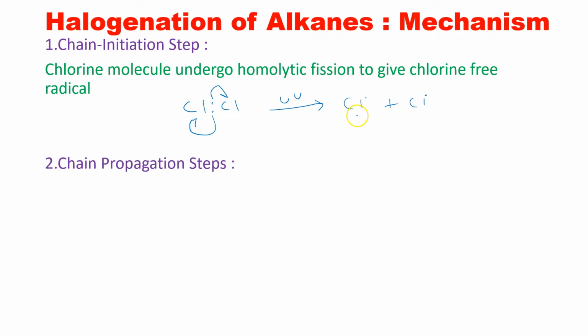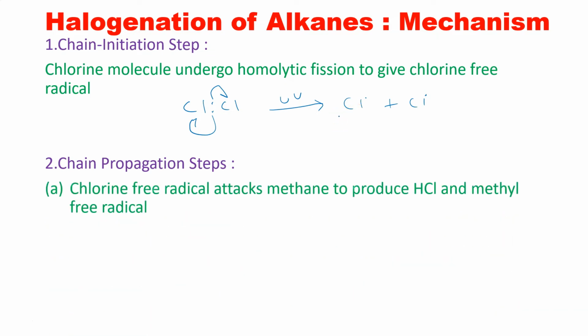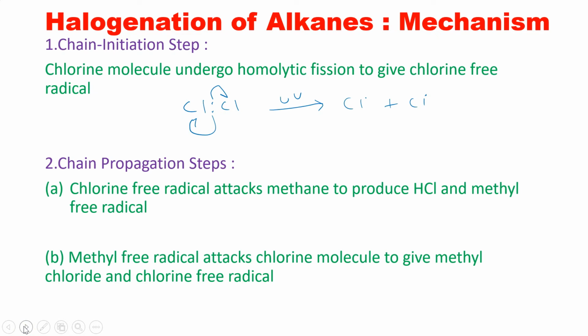Now step 2 is the chain propagation step. The chain propagation step means that the chlorine free radical which has been formed now attacks. The chlorine free radical attacks methane to produce HCl and methyl free radical. Two steps happen in the chain propagation step.